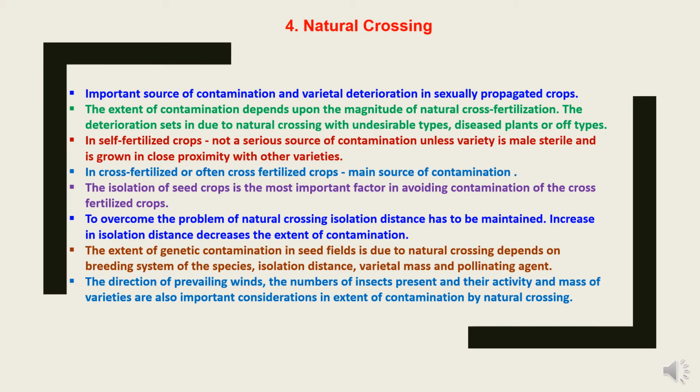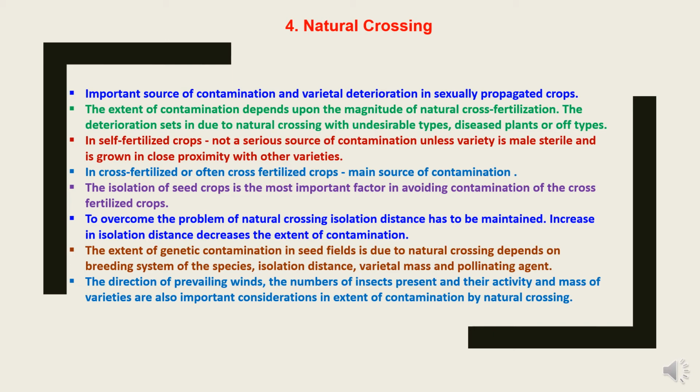In self-fertilized crops, natural crossing is not a serious source of contamination unless the variety is male sterile and is grown in close proximity with other varieties. On the other hand, natural crossing is the main source of contamination in cross-fertilized or often cross-fertilized crops. The isolation of seed crops is the most important factor in avoiding contamination of the cross-fertilized crops.